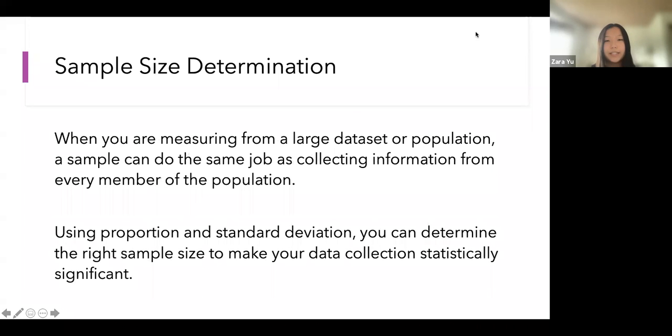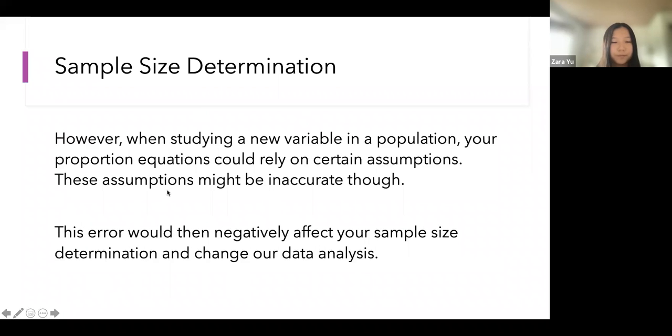Another thing you can use is sample size determination. So when you're measuring from a large data set or population, a sample can do the same job as collecting information from every single member of the population. So if you use proportion and standard deviation, you can determine the correct sample size that'll help you make your data collection statistically significant. And this is useful because it could be more efficient than actually having to collect information from every single person in this population. You could just do a sample, which is a lot fewer people, and you could get pretty much the same results.